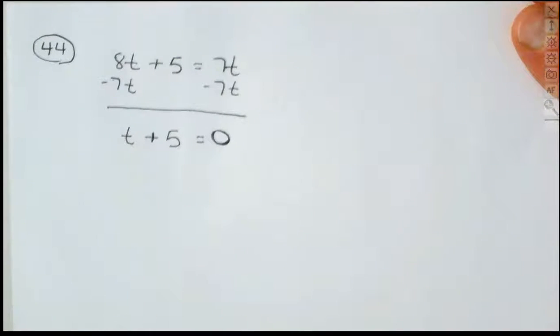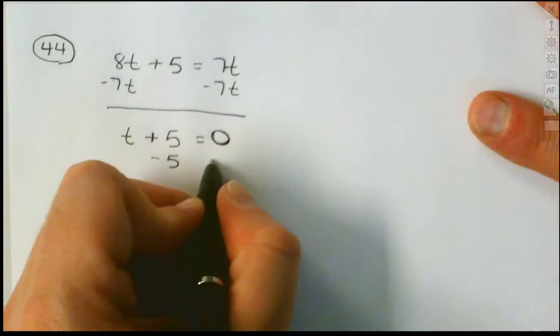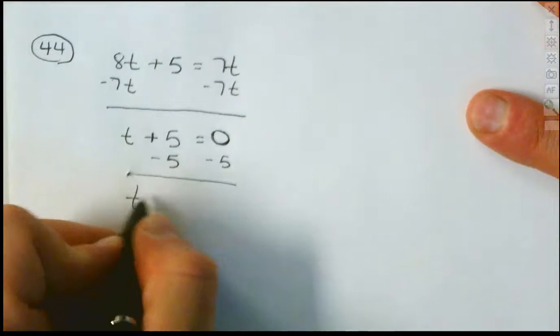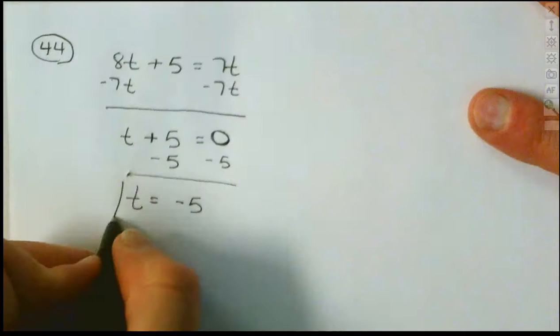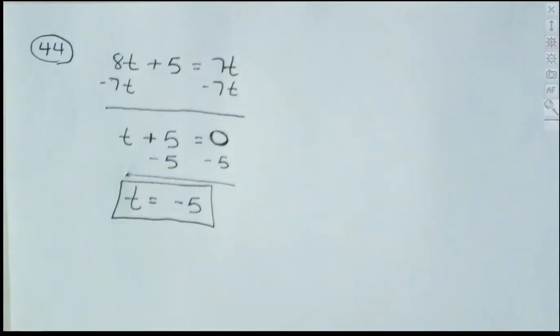Now we have one more step, and what do we need to do? That 5 over with subtraction. And so that now leaves us with our final answer of t equaling a negative 5. And I generally like to make sure that our variable is going to be on the left. That's just the way that I do them.